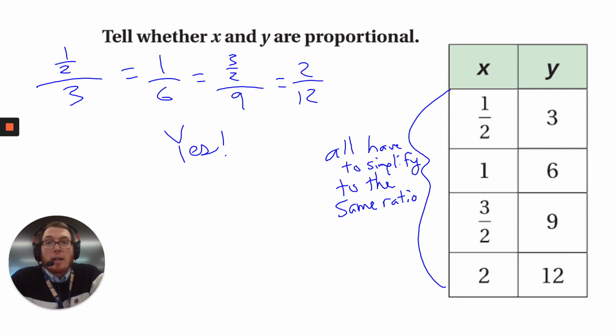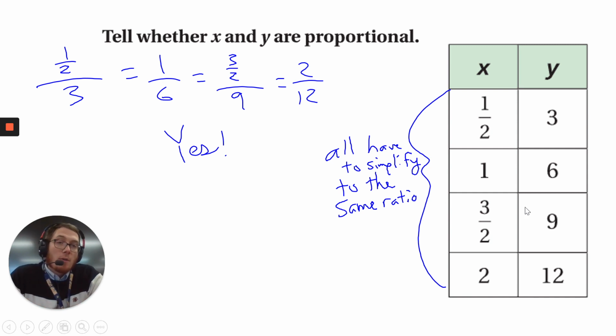Next one, tell whether the x and y are proportional. One option is you can look and see, is there a relationship from every x to every y value that's identical. So for example, all of these are times 6. You could simplify them all down. They all become 1/6. The weird one might be 1/2 divided by 3. Remember, 1/2 divided by 3 is 1/2 times its reciprocal, and that would give you your answer there.